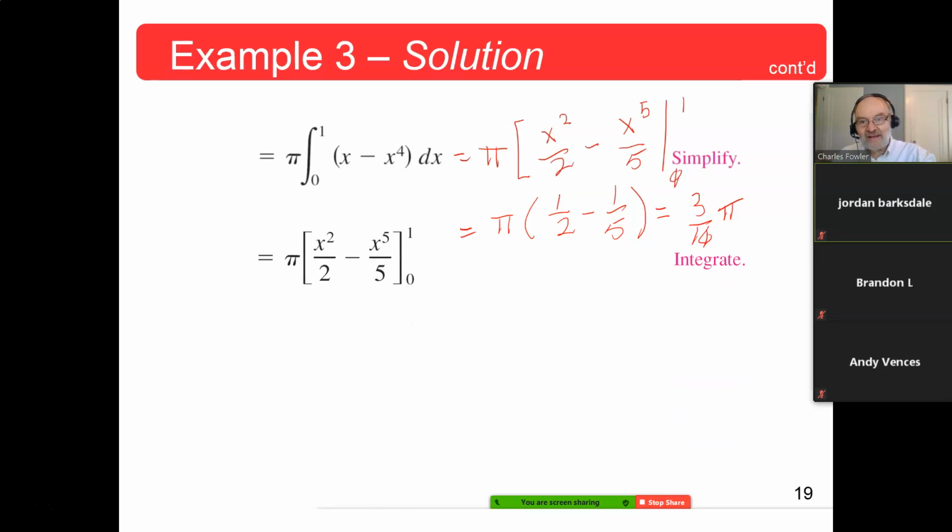They did pi times x squared over 2 minus x fifth over 5 from 0 to 1, just like we did, and that gave them 3/10 pi, just like we got. Now notice they put 3 pi over 10, which is exactly the same answer.